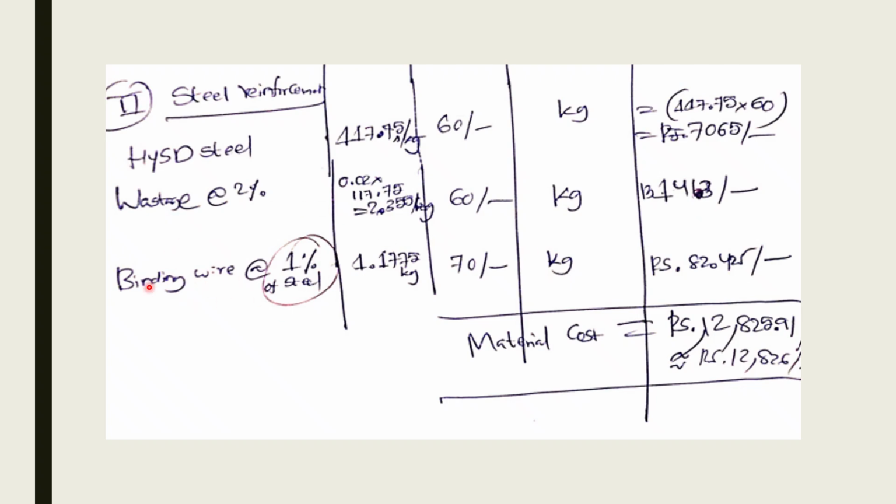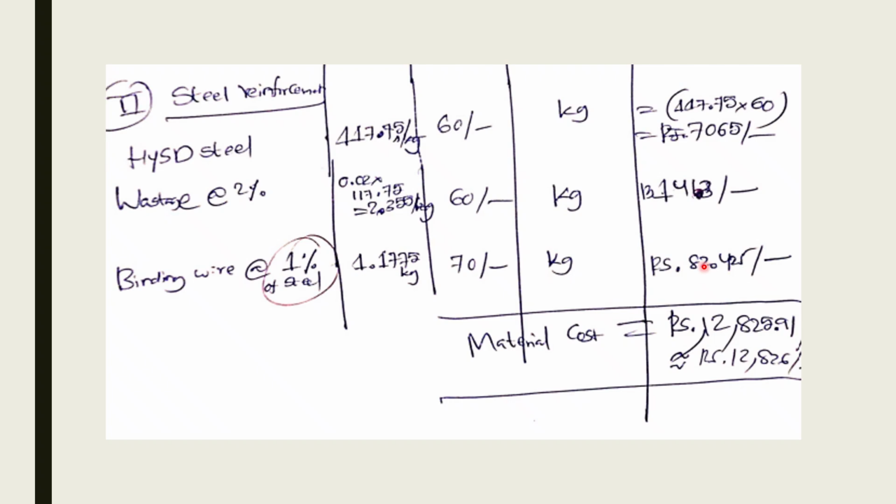Next we find the binding wire. Consider binding wire as 1% of steel. So 1% of 117 means 1.17 kgs. What is the price of one kg of binding wire? 70 rupees. So multiply 1.17 with 70, we get 82 rupees. 82 rupees.